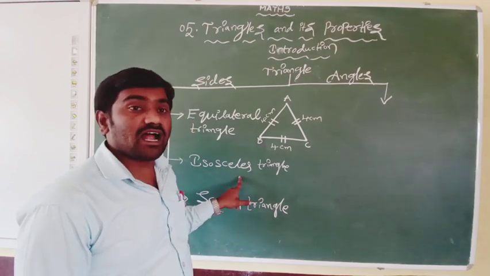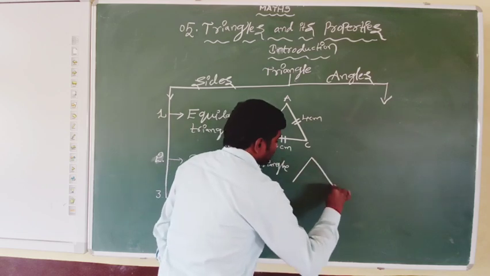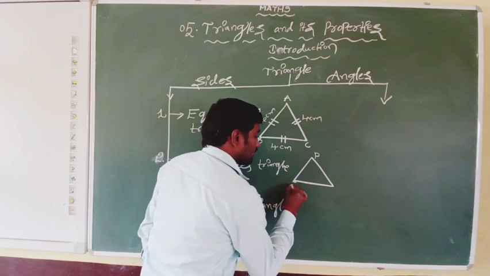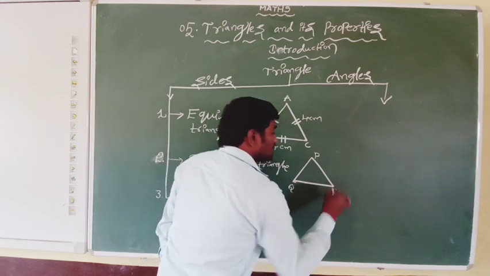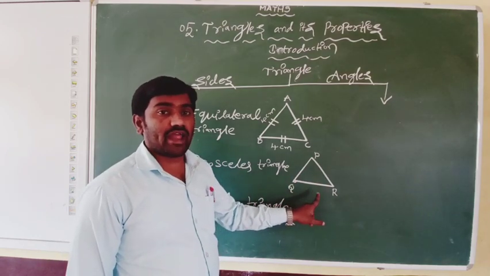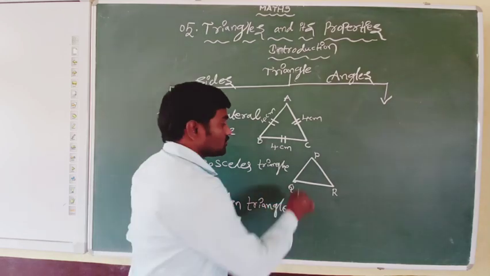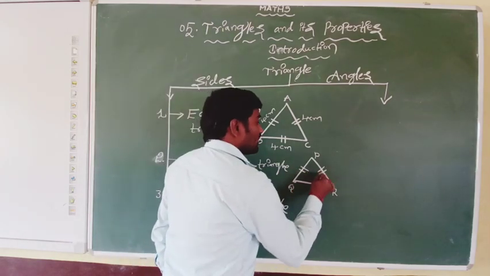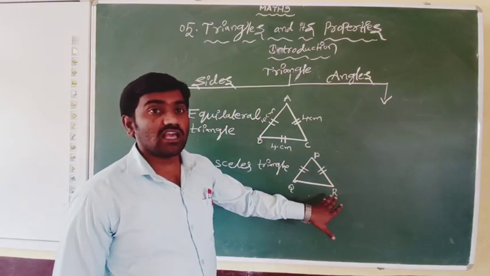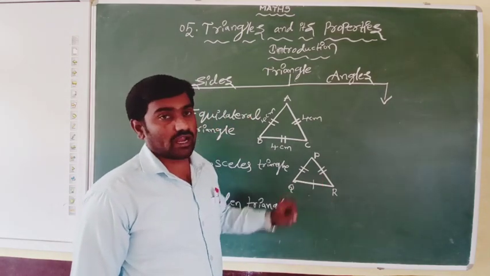Next type of triangle is the isosceles triangle. Suppose I have taken one triangle, namely P, Q and R. PQR is a triangle. If any two sides of a triangle are equal, it is known as an isosceles triangle. Suppose here PQ is equal to PR, hence this triangle is called an isosceles triangle. So this side will be different from these two sides.